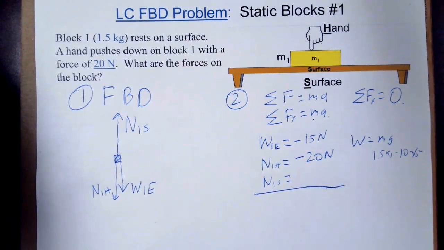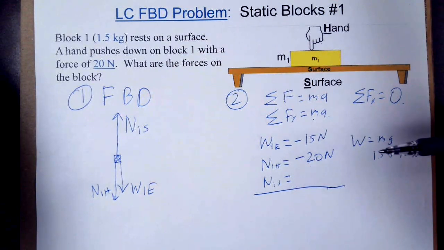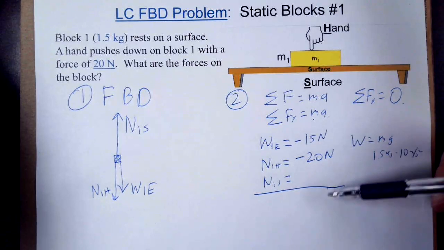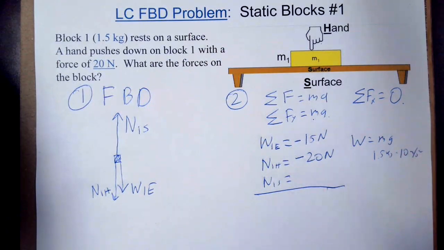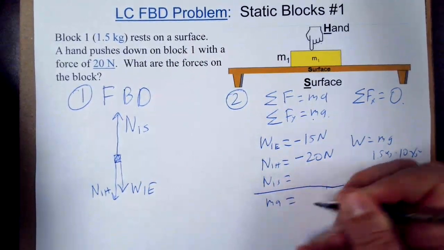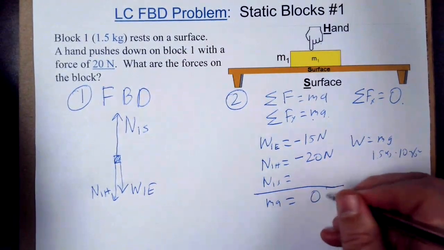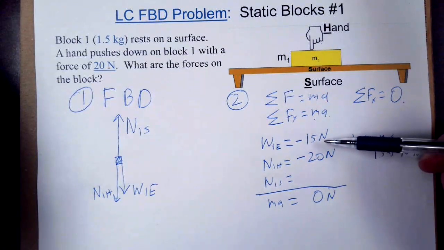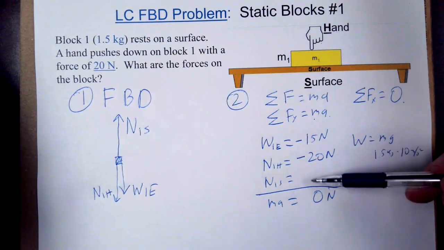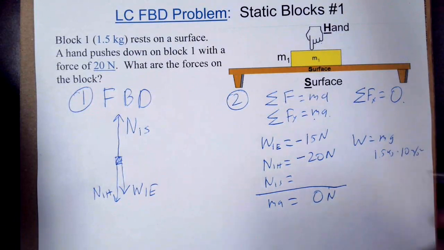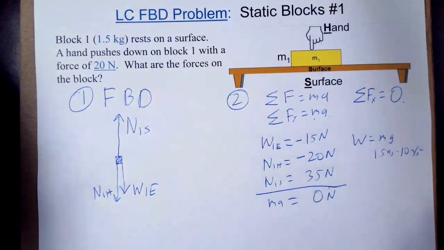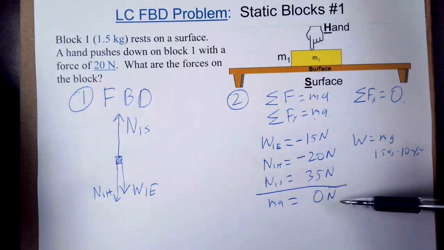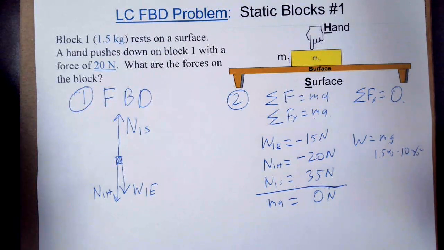That means the sum of these, we're just going to go up and down like elementary school math. The weight 1e plus normal 1h plus normal 1s has to equal the mass times the acceleration, and that is 0 newtons. So this means that negative 15 newtons minus 20 newtons plus normal 1s is equal to 0. We can solve for that. That has to be 35 newtons. Otherwise, it doesn't all add up to 0. So basically, we know 3 of these 4 values, and then we just solve for the 4th one. So that's the strategy here.